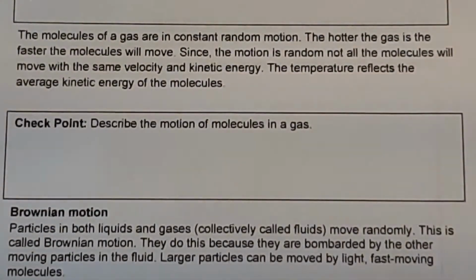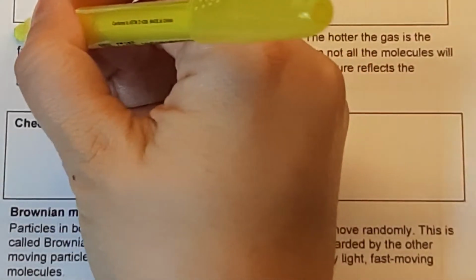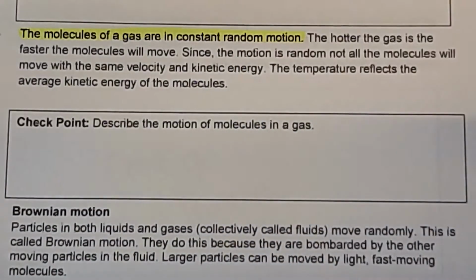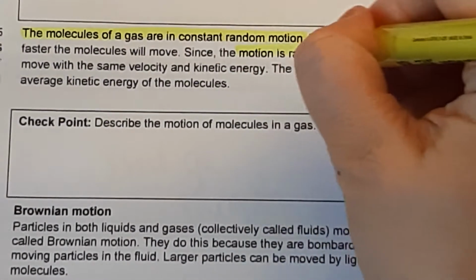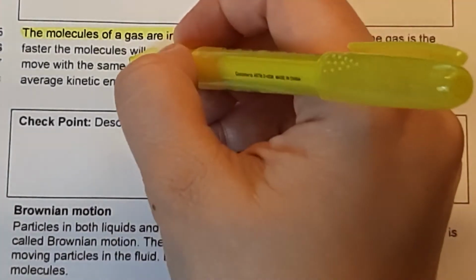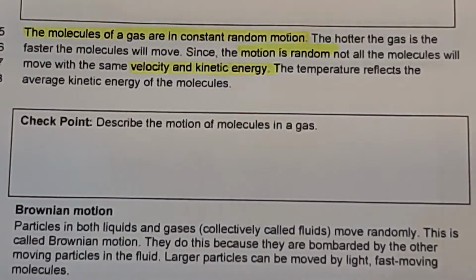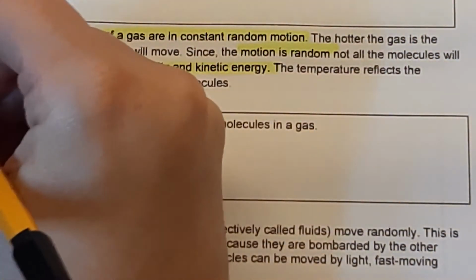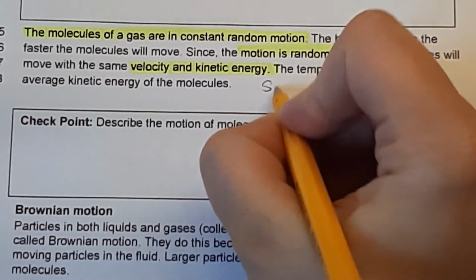Okay, so during the video, hopefully you identified that the molecules of gas are in constant random motion, and that the hotter the gas is, the faster the molecules will move. Since the motion is random, not all the molecules will move with the same velocity, that means speed in a particular direction, and the same kinetic energy. So they all have different velocity and kinetic energy. I'm going to annotate what velocity is because I think it's important that we remember this definition. So velocity is speed in a given direction.